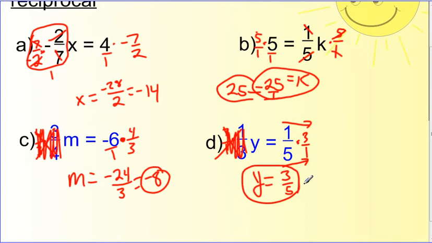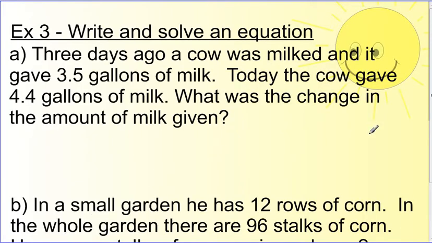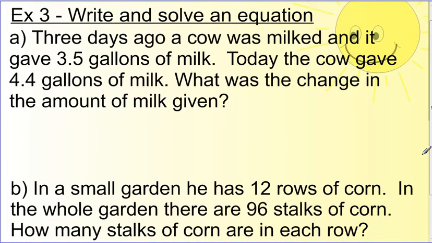Okay? Now the last type of problem we got to look at is just some applications, just some word problems showing what this is kind of like. When are some situations you might solve these types of equations in real world problems? So letter A here says, 3 days ago, a cow was milked and it gave 3.5 gallons of milk. Today, the cow gave 4.4 gallons of milk. What was the change in the amount of milk?